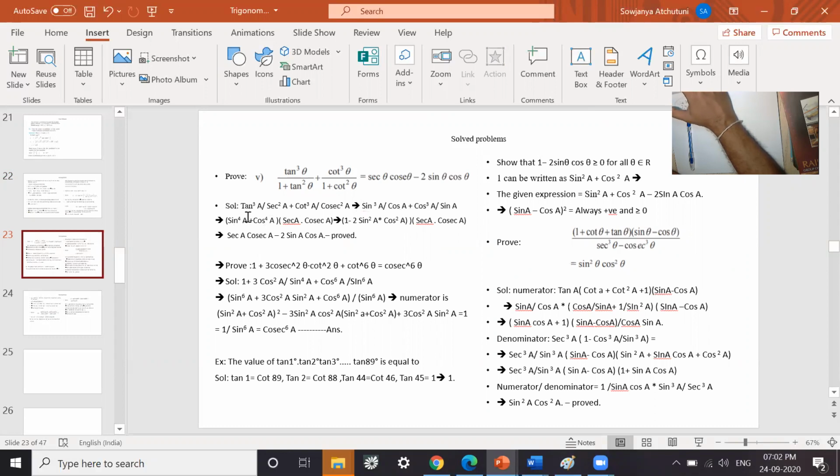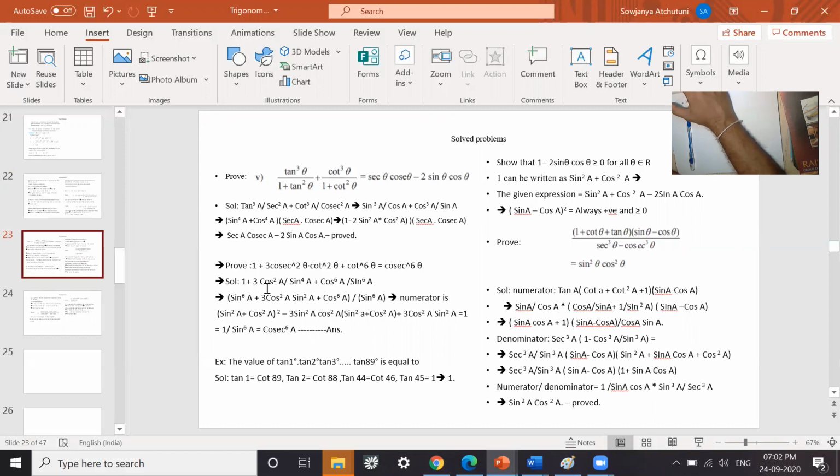So this can be written as (sin²θ + cos²θ) whole square minus 2 sin²θ cos²θ. Whole square means 1, so 1 minus 2 sin²θ cos²θ. When we simplify this, 1 by sec A cosec A minus 2 sin A cos A, because sin²A into cosec A is sin A, cos²A into sec A is cos A. So left and right are true. We have to simply convert them into sin θ and cos θ and simplify. Only you have to apply the formulas. This is A² + B², so (A + B) whole square minus 2AB.